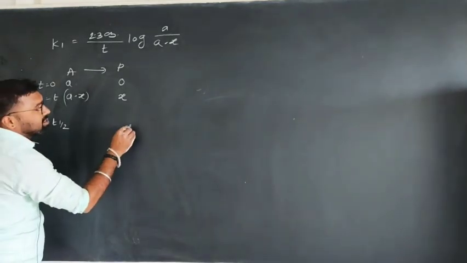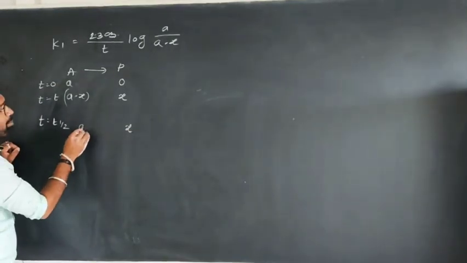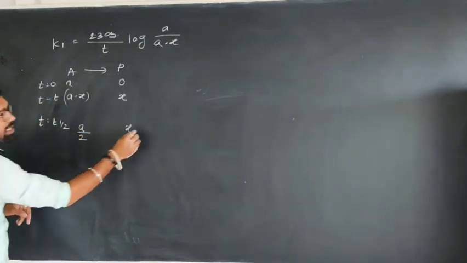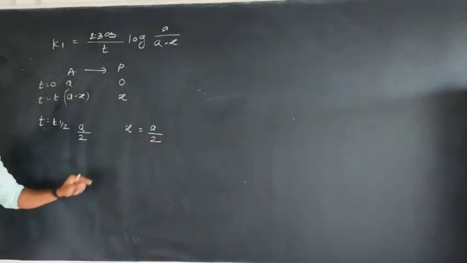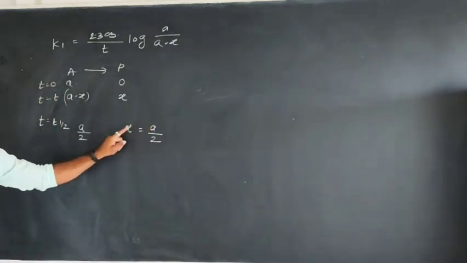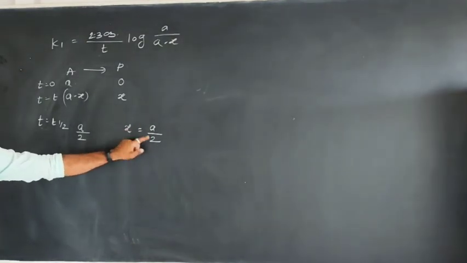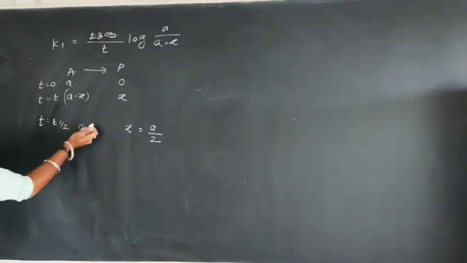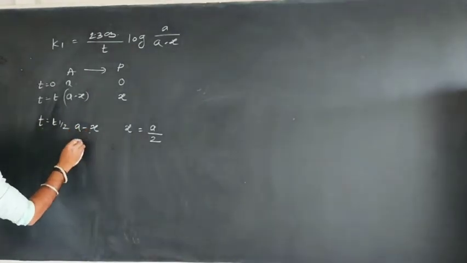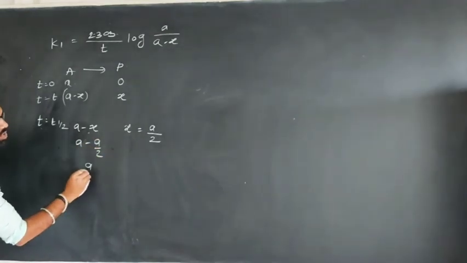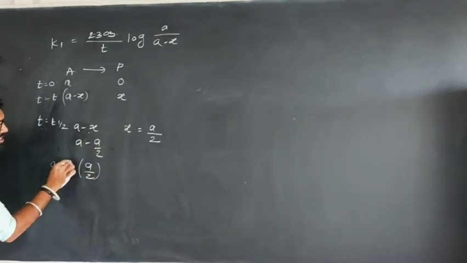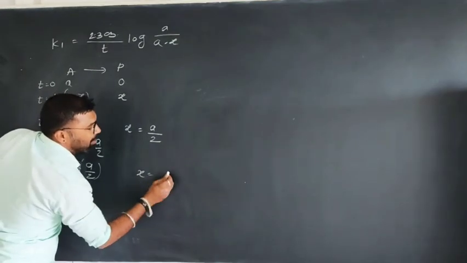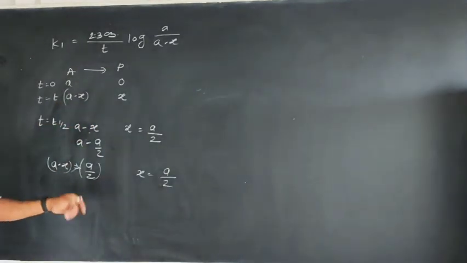In the half life period, how much product should be formed? Half of the initial concentration of reactant, that means a by 2. So what is the value of x? Half of the initial concentration of reactant is converted into product, that means a by 2 is the product formed, that is x at time t half. Remaining concentration of reactant a minus x, a minus a half is equal to a half. That means a minus x is equal to a half, and product x is also equal to a half. Okay, 50-50 condition is there.